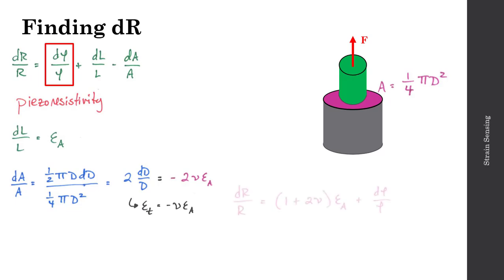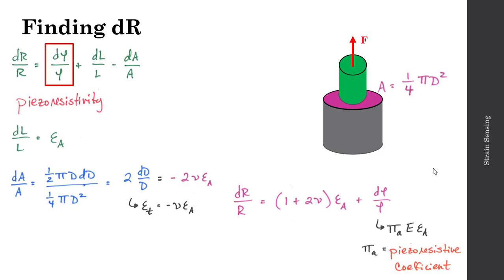Now we can rewrite this dR over R equation as dR over R is equal to the quantity 1 plus 2 times nu, that whole quantity, times the axial strain, plus my change in resistivity, d rho over rho. We can simplify this term a bit based on a piezoresistive coefficient, we'll call that pi a, times the elastic modulus of the material times the strain that is applied. So this pi a term is dependent on the material that's being used and is ultimately describing a piezoresistive coefficient.